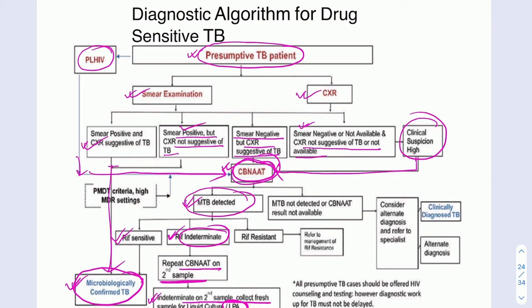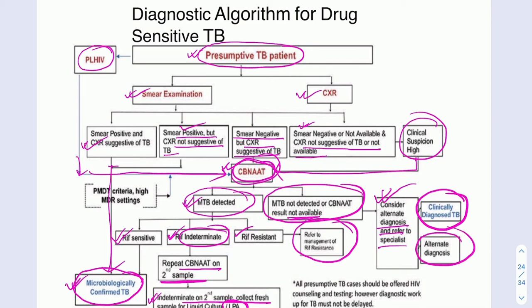If via CB-NAT MTB is detected and rifampicin resistance is identified, then we will refer the patient for management of drug-resistant tuberculosis. If via CB-NAT MTB is not detected or the CB-NAT result is not available, we need to consider an alternate diagnosis and refer to a specialist. In that case, if the clinical suspicion is still high, we will consider the case as clinically diagnosed tuberculosis. And if there is no clinical suspicion, then we can make an alternate diagnosis.